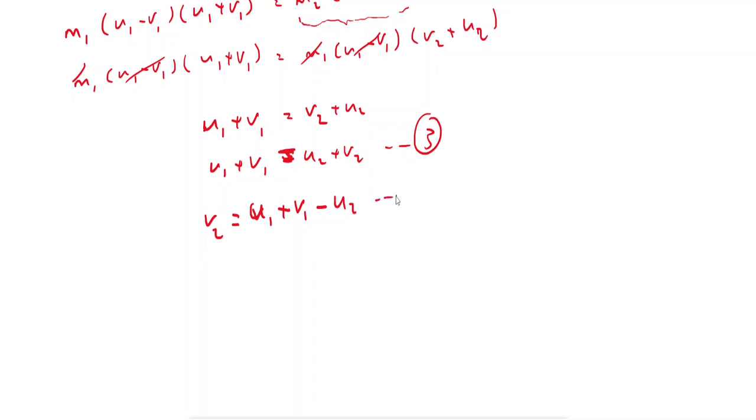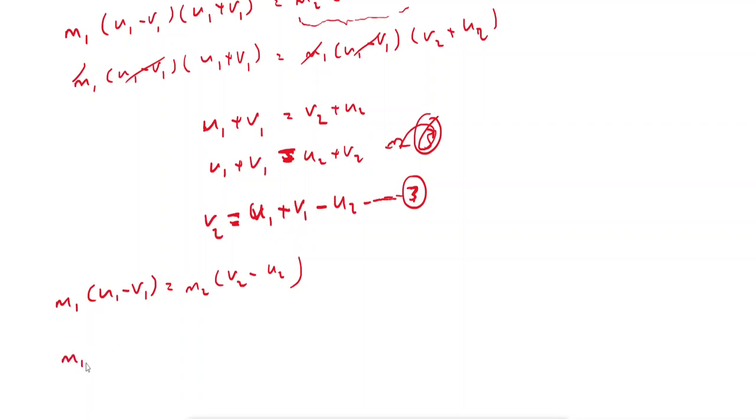So let's just make this equation number 3. If we make this equation number 3, then we can substitute into equation number 1. So what does equation number 1 say? Remember, equation number 1 says M1 times U1 minus V1 equals M2 times V2 minus U2. So where I say V2, I'll substitute all of that.